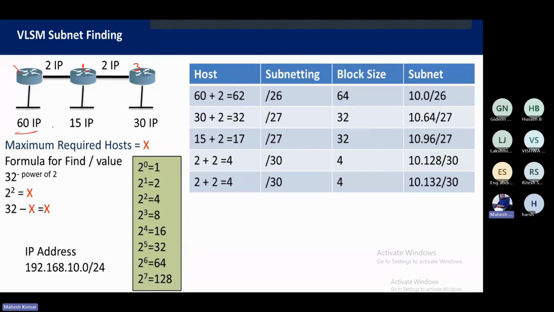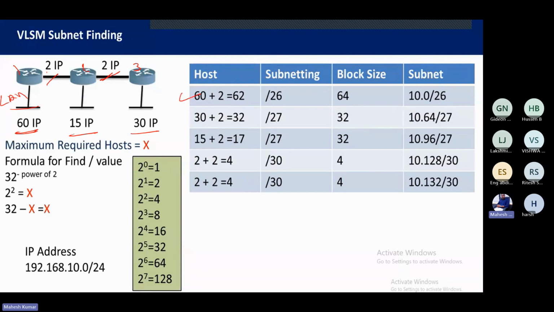In the first network, on the LAN side, 60 users are connected. In the second, 15 users are connected, and in the same way, 30 users are connected in the third. In between, there are two more routers, and here we require two IPs. So in total, what is our requirement?